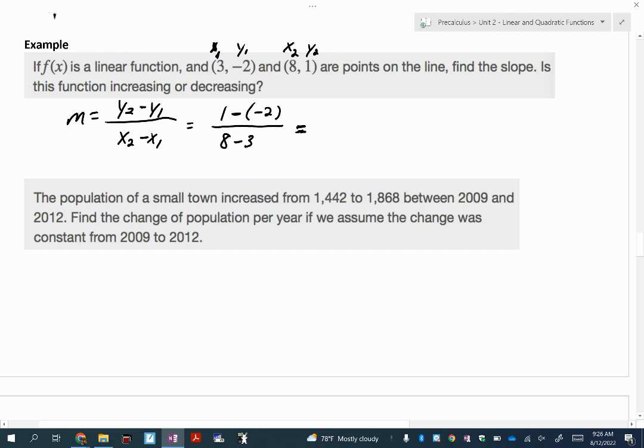You learned a long time ago in middle school that subtracting a negative is just addition. So 1 plus 2 is 3, and then 8 minus 3 is 5. All right, now that is the slope of this line. And then it says, is the function increasing or decreasing? And as we just spoke about a few minutes ago, if you have a positive slope, then the function is going to be increasing.